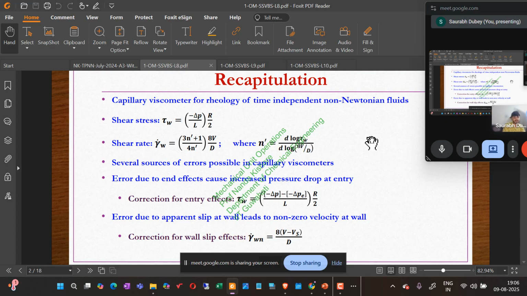And then there are different sources of errors possible in the capillary viscometer. These errors can come because, as you know, when the fluid is entering the capillary, the error due to end effects can cause an increase in the pressure drop at the entry, and that may lead to errors in measurement if they are not considered during the calculation of the shear stress versus shear strain curve, right? So the correction for the entry effects is tau w equals minus delta p minus delta p e divided by l, times r by 2, right?